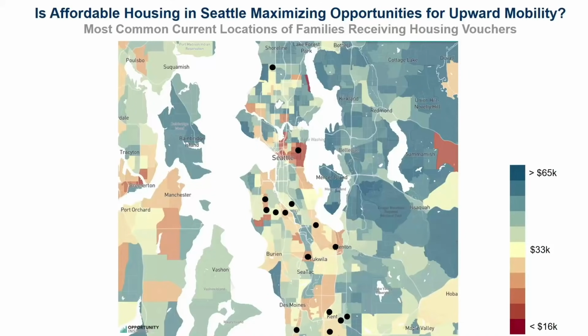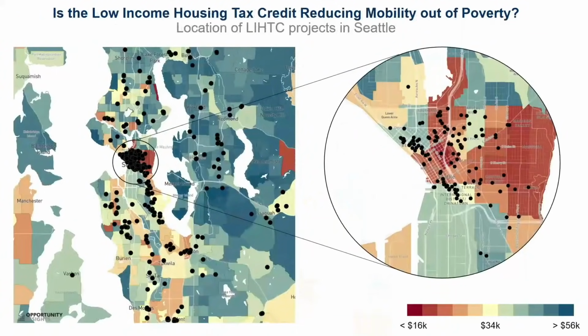So at some level, the housing voucher policy is almost perpetuating poverty across generations rather than reducing it, because of where families are ending up using these housing vouchers. Now, this is true not just in the context of housing voucher policy, it's also true in the context of other affordable housing policies in the United States.